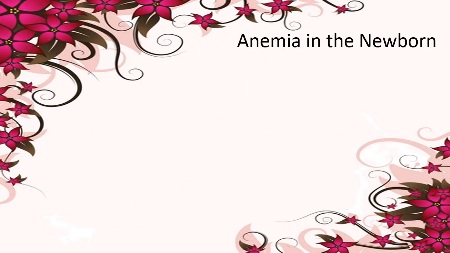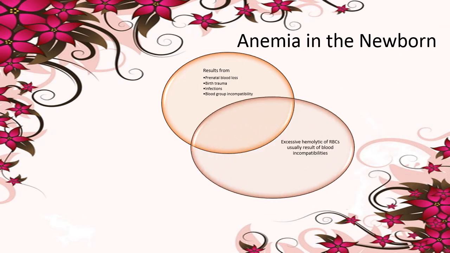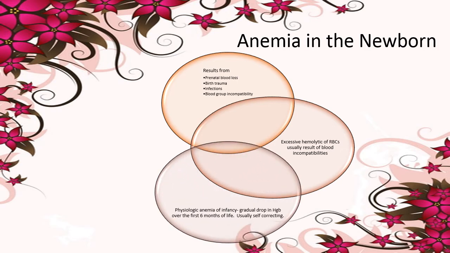So let's take a quick look at the anemia in the newborn. This can be resulted from prenatal blood loss, birth trauma, infections, or blood group incompatibility. We have the excessive hemolysis of red blood cells that usually results from blood incompatibilities. Then you have the physiologic anemia of infancy, a gradual drop in hemoglobin over the first 6 months of life. It's usually self-correcting.